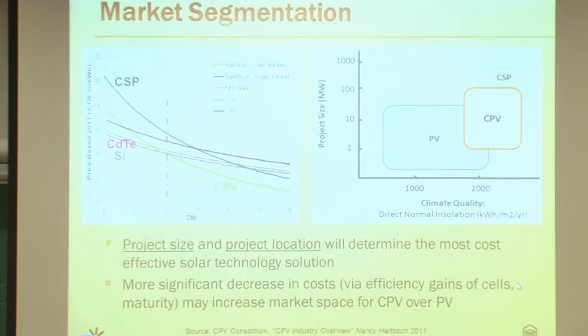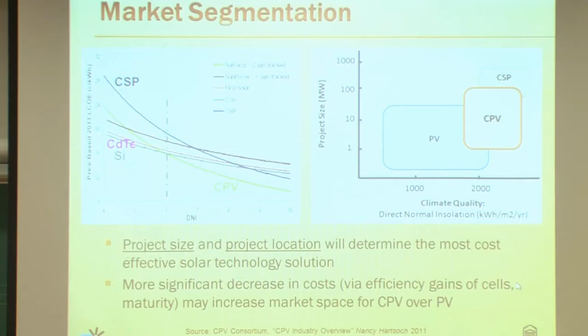This is a chart of the LCOE, which is levelized cost of energy, so the cents per kilowatt hour of electricity that your power plant can deliver, as a function of the DNI. That's DNI per day, whereas this is per year, so it's just a factor of 365 between those two numbers. This is a projection coming from the CPV Consortium, an industry association. They're projecting that above a DNI of 6, CPV can win out over other solar technologies. Lower regions, it probably won't.